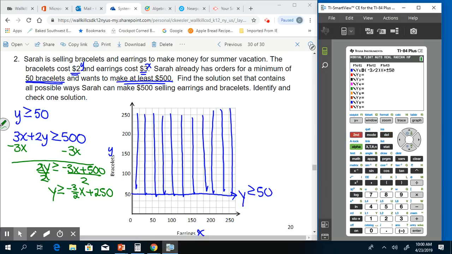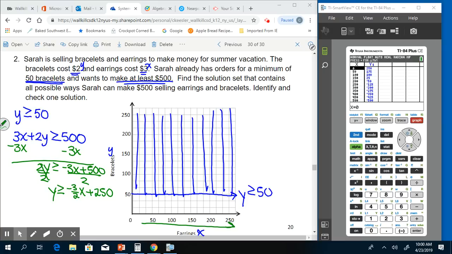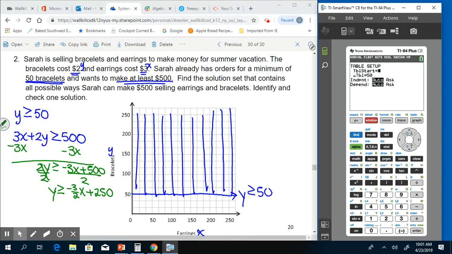And now I can pull up my table. And you can see I already have this set up as in 50s, which will make my life easier since my bottom x-axis is in 50s. So we can go ahead and just use those intervals of 50. And in case you don't remember how to do that, you would go to second table set and start at 0, change by 50.